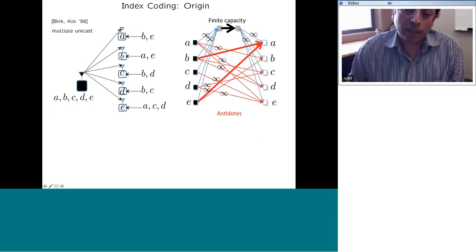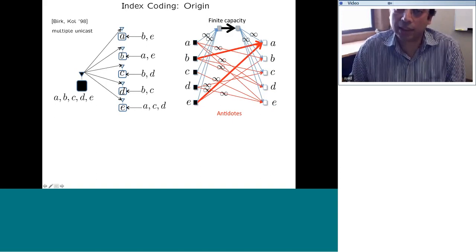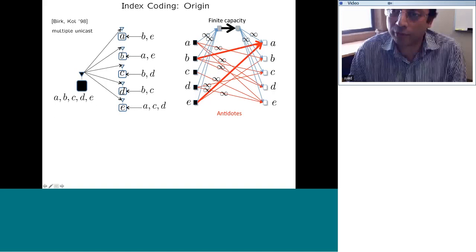And the important thing here is every channel that you see in this network has capacity infinity, except for one channel at the top. This finite capacity link is the only one that has finite capacity. Everything else has infinite capacity. So what does that mean? If you have an infinite capacity link from this transmitter B to receiver A, it means it can send its message B entirely, because that's all it knows, to receiver A. So that's how receiver A is cognitive. It has B as side information. So this antidote link is modeling that side information.